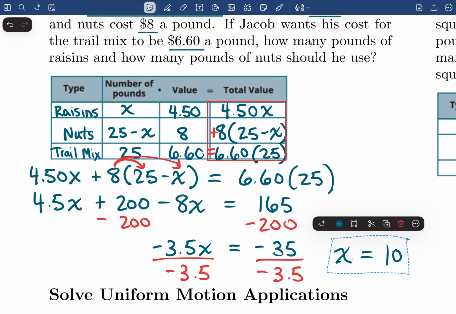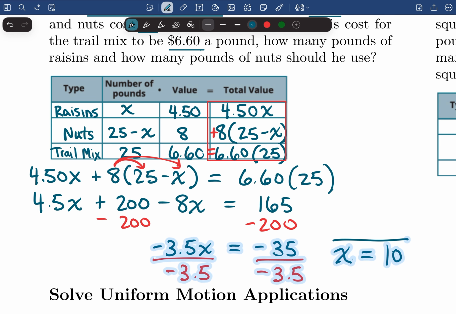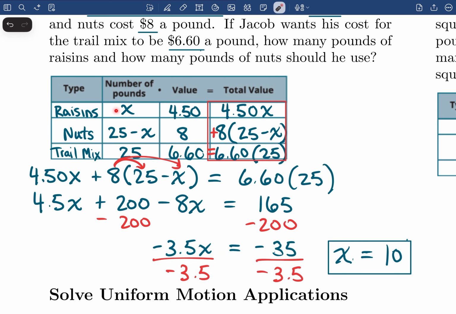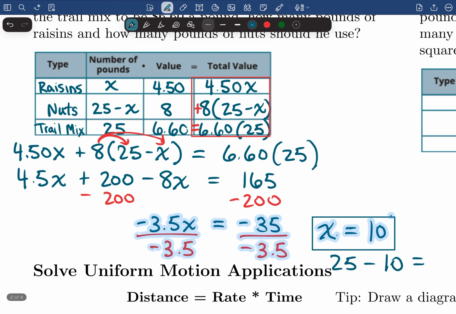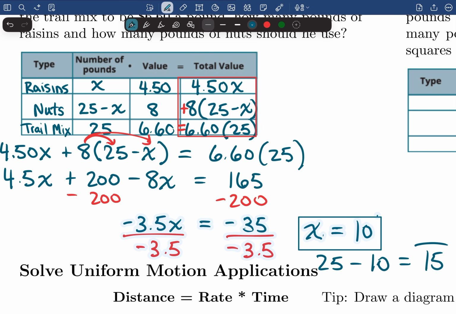Well, what have I just found? I have just found the number of pounds of raisins. Right, let's look back. We called the number of pounds of raisins x, and we just found that. There are 10 pounds of raisins. To find the amount of nuts, we just take 25 minus x, which we now know is 10. 25 minus 10 gives us 15.